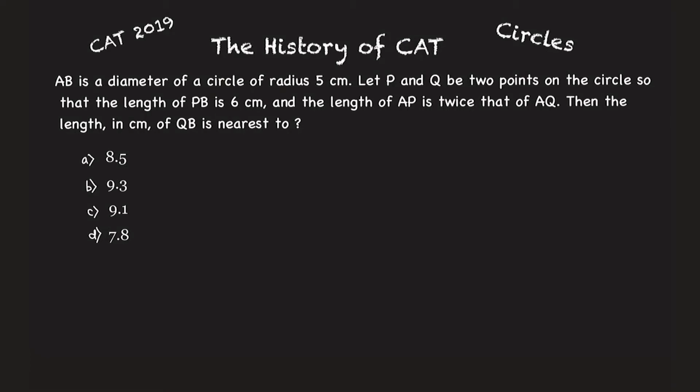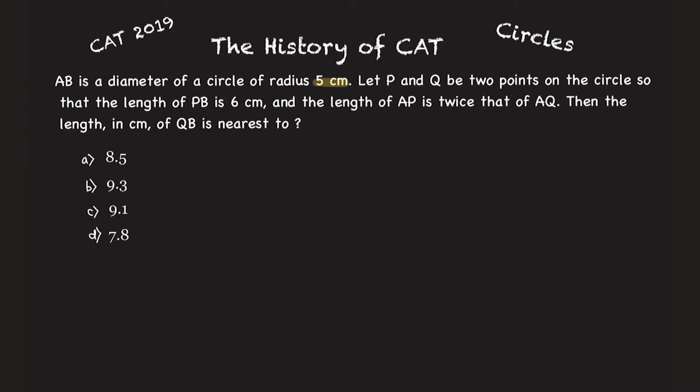Now let's take the second problem on circles, which appeared in the year 2019 of CAT. Let's see what this problem is saying. AB is the diameter of a circle with radius 5 centimeter. So we know the radius is 5, so the diameter will be 10.